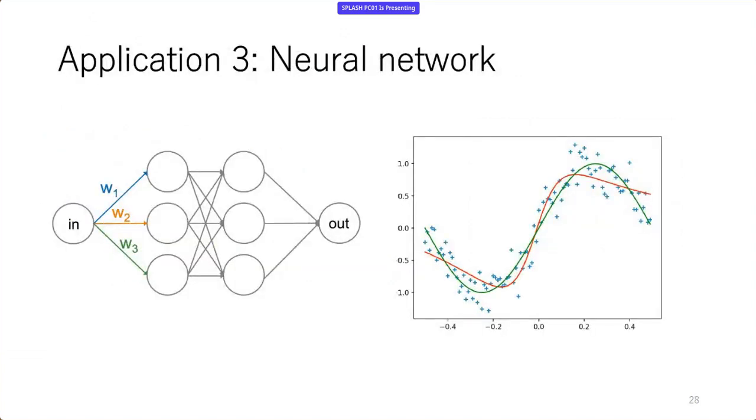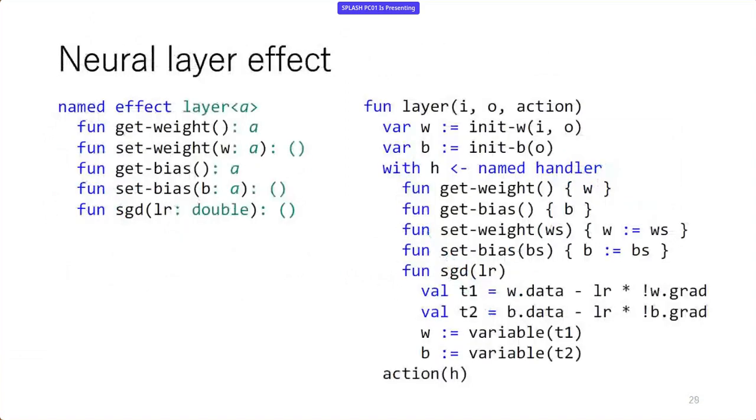Okay, now we turn to our third example, which is a neural network. For this application, we define a layer effect representing the layers in a neural network. This effect has get and set operations for weights and biases, and an operation called SGD, which updates weights and biases based on the gradient descent algorithm.